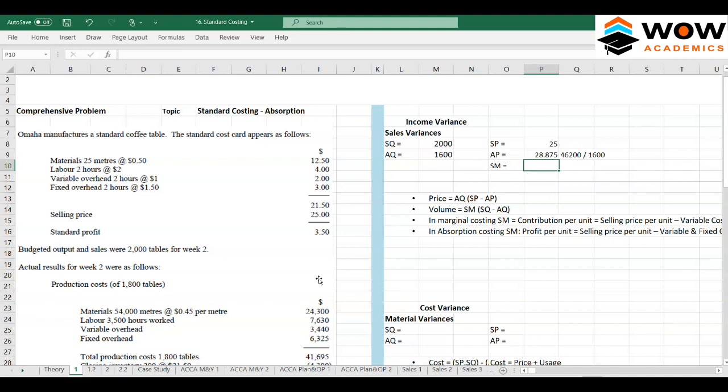And what about the SM, standard margin? The standard margin is 3.5. But how do we know that? The question here, you are working in terms of standard costing absorption. So I'll put it here also. The standard margin is going to be the standard profit per unit. So that number is going to be this one, 3.5. So we have done till that.